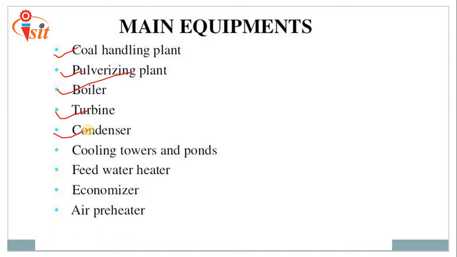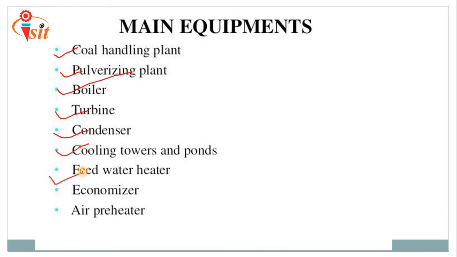And the next one is the cooling tower. What exactly does the cooling tower do? The cooling tower supplies cool water to the condenser, or you can say, in a reciprocal manner, it allows the hot water from the condenser to get cooled in the cooling tower. Again, it is recirculated continuously. So this is the main function of the cooling tower.